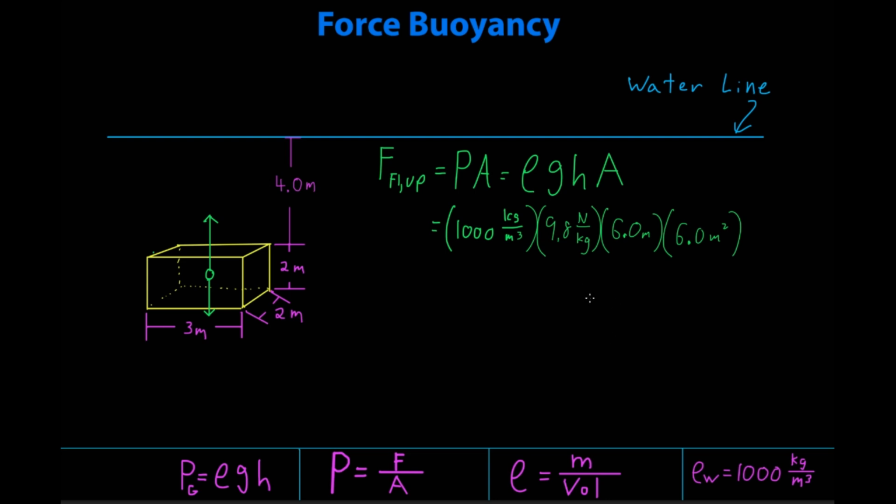All right, now that I have the more appropriate units for g, let's take a look at the units. Kilograms cancels. I have meters and meters squared here, which is meters cubed, which will cancel with this meters cubed. Therefore, the only unit left will be newtons. And that means I will have 352,800 newtons upward.